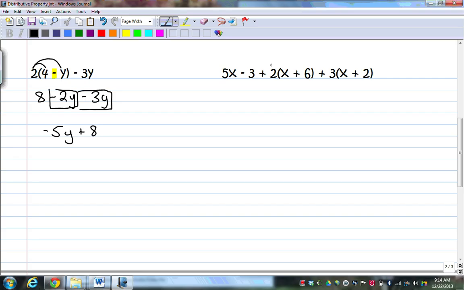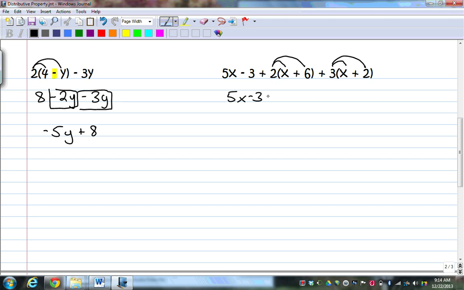Alright, hopefully you realize that you have to distribute the 2 to everything on the inside, and the 3 to everything on the inside. Which means that this first part I'm not using, so I'm just going to write it there, 5x minus 3. I'm not using that yet, so I'm going to definitely write it. You want to write it because when you combine like terms, a lot of students forget them then. So you just write them down how they are.